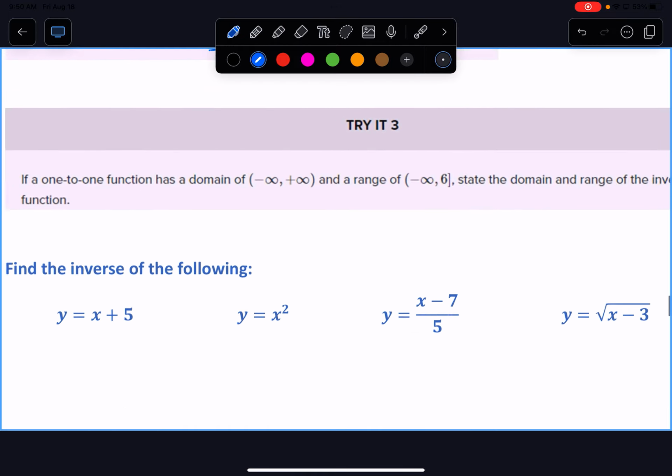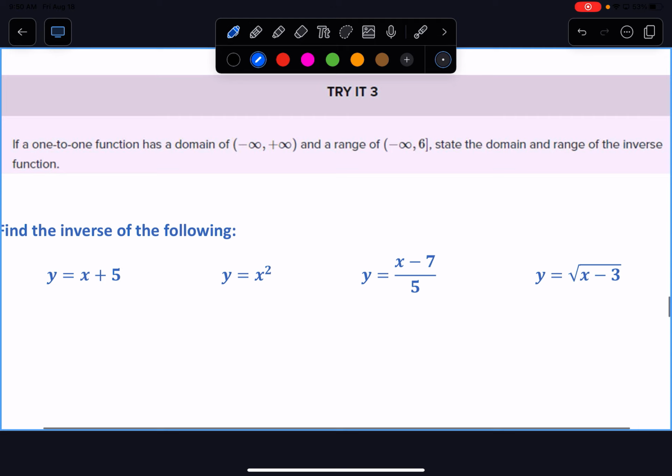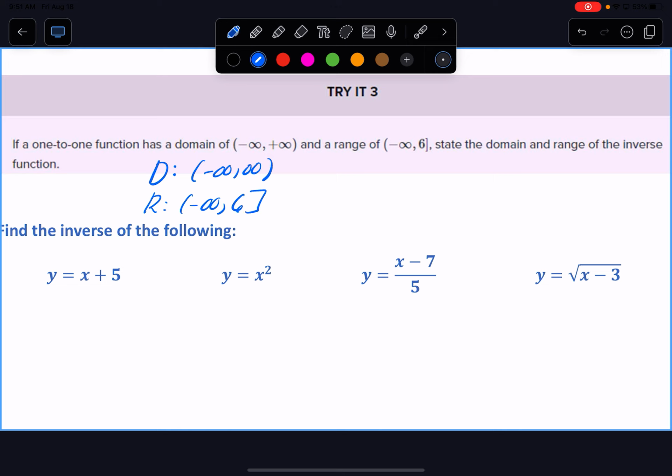All right, let's read this. It says, okay, this is a really good question. I could totally see them putting one like this on the test, and it's super easy. Don't overcomplicate it. So it says, if a one-to-one function has this domain, the original function has this domain, and a range of -infinity to 6. It says, state the domain and the range of the inverse.